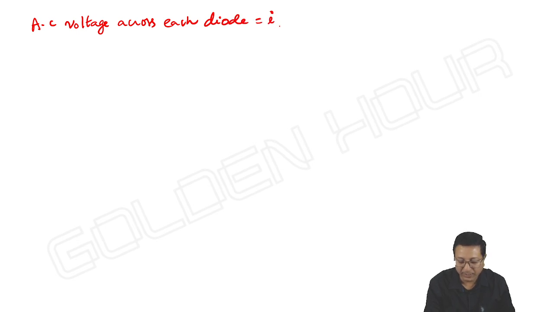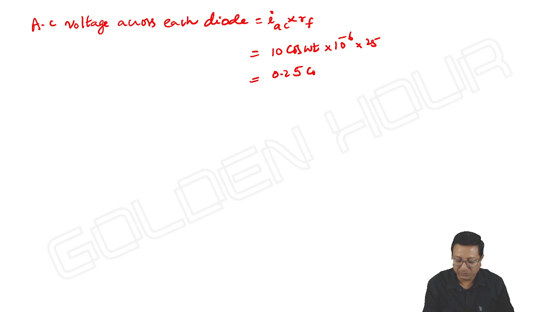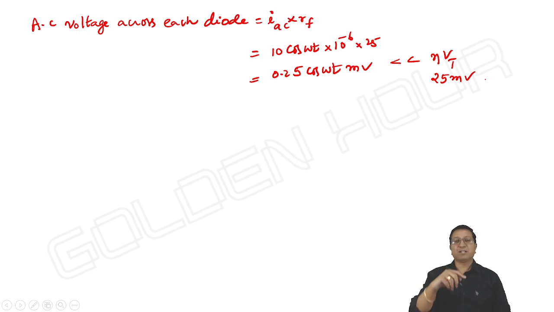It is equal to IAC multiplied with RF, that is 10 cos omega t micro into 25. It is 250 micro, or 0.25 cos omega t millivolt. Is it not far, far less than eta Vt, whose value is 25 millivolt? Absolutely. In the previous problem, we got the AC voltage across the diode as 0.375 millivolt. Now it is 0.25 millivolt, whose value is very much less in comparison with eta Vt.